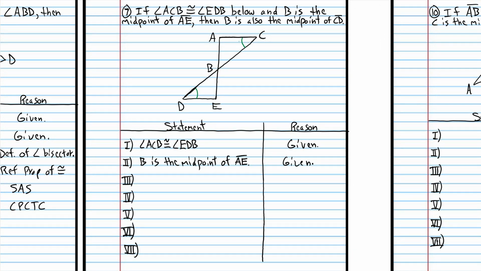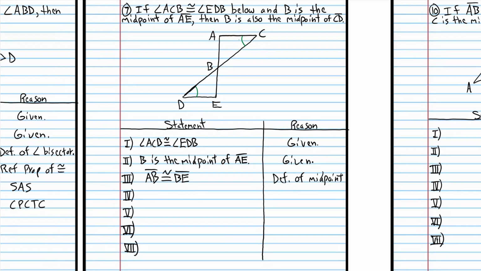So first let's go to the definition of the midpoint. So if B is the midpoint of AE, then that means that AB must be congruent to BE. And that's just the definition of midpoint. Again, if B is the midpoint of AE, then obviously AB must be congruent to BE. And we also know by the vertical angles theorem that angle ABC is congruent to angle EBD.